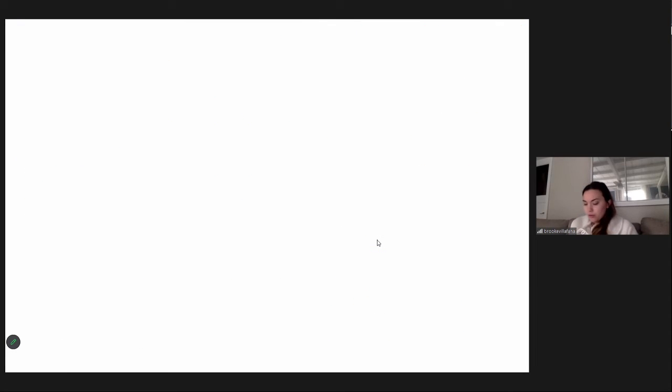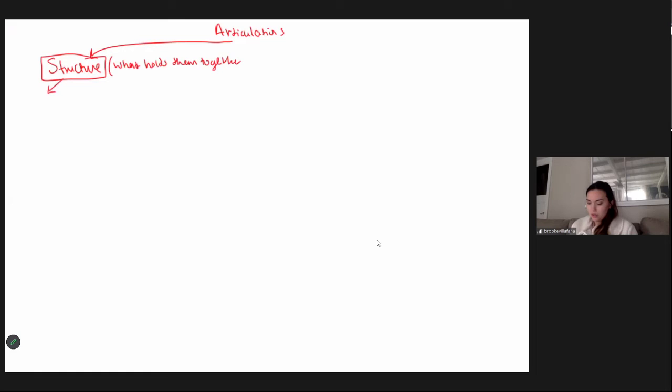All right, so moving on to synovial, remember that this is, I'll just write it at the top. So this is our articulations, and this is according to our structure. And we said that structure was what holds them together. So if it's a synovial joint, that's what we're talking about right now. We already did fibrous and cartilaginous. So now we're on our synovial joint. So synovial joints, again, these do not have multiple types. They are the most common joint in the body.